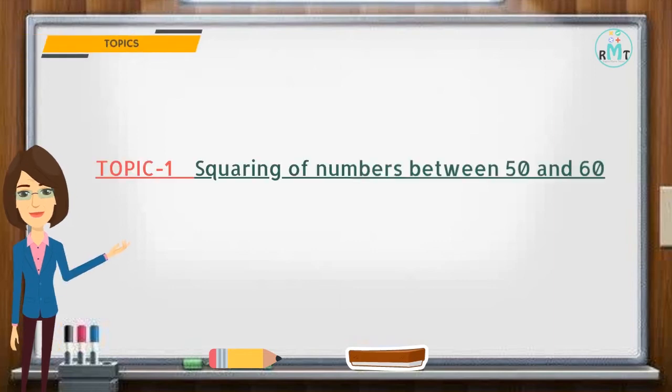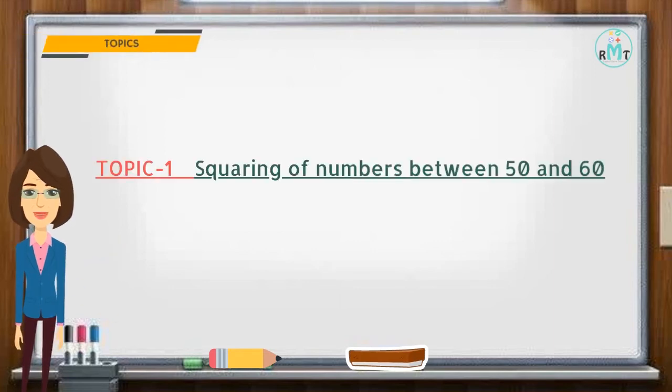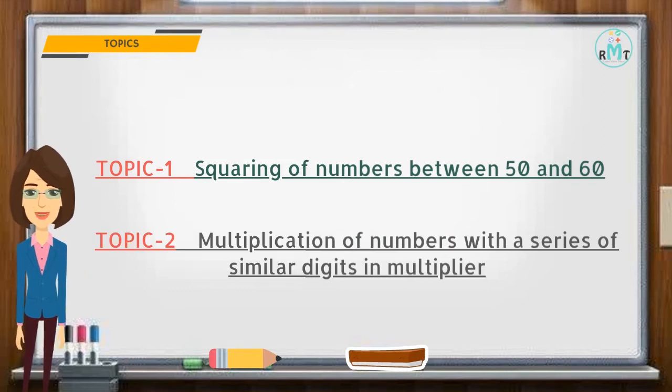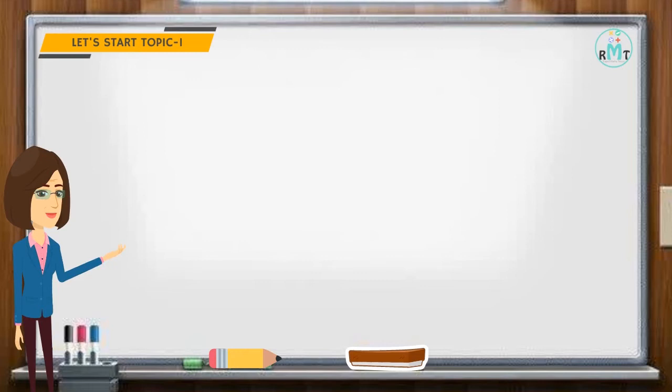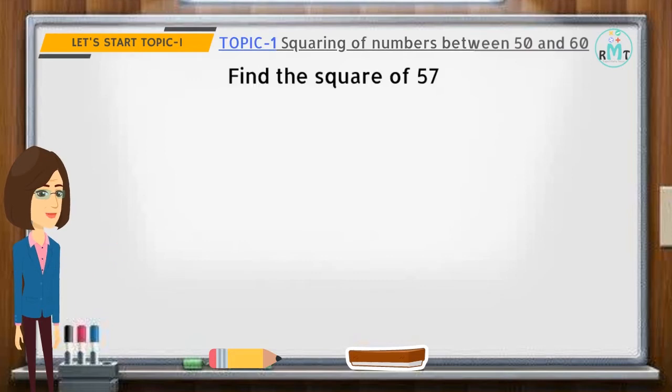Topics. Topic 1: Squaring of numbers between 50 and 60. Topic 2: Multiplication of numbers with a series of similar digits in multiplier. Let's start. Topic 1: Squaring of numbers between 50 and 60.